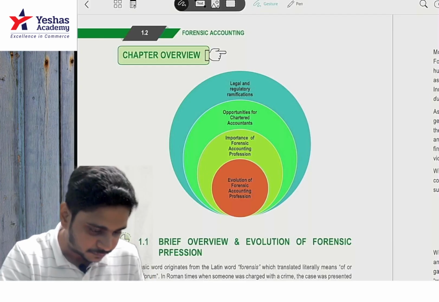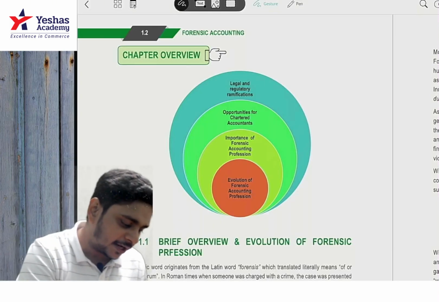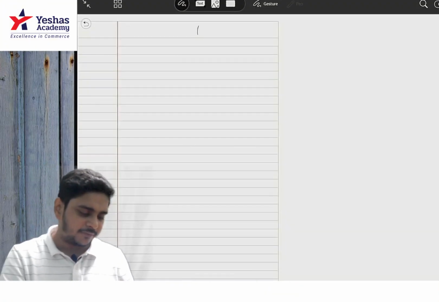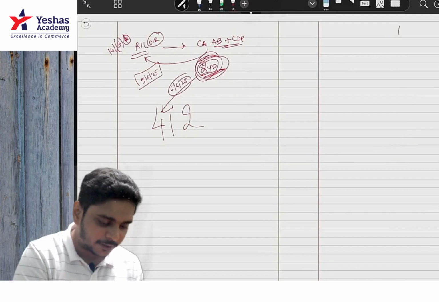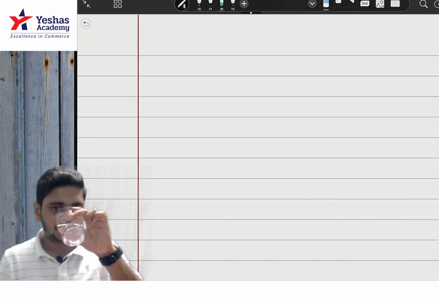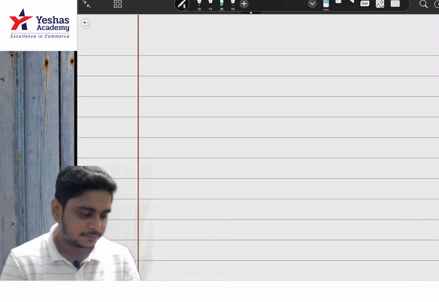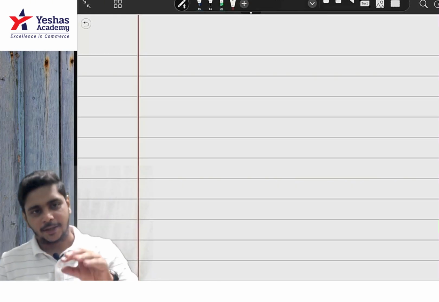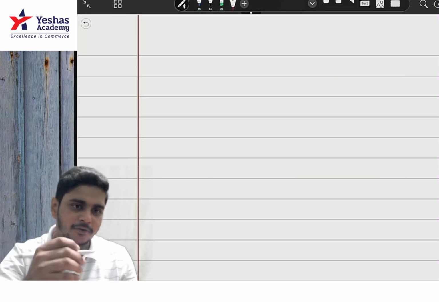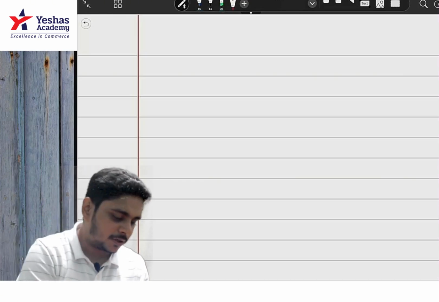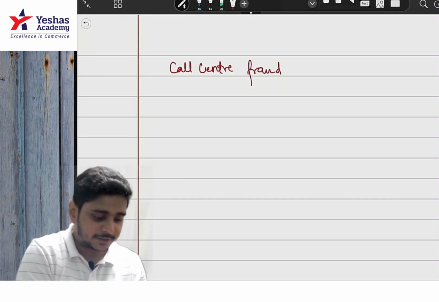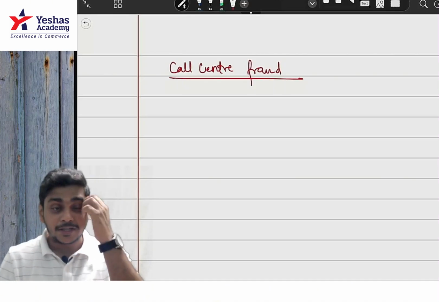Understood? Now, I'll give you a very simple case study from when I was doing the ICA forensic accounting course. One teacher came and told us about a fraud. First let me discuss what exactly this fraud was. In Mumbai, where I stay, there is a place where a fraud was happening. It is called call center fraud. First understand this. So what was the fraud happening here?